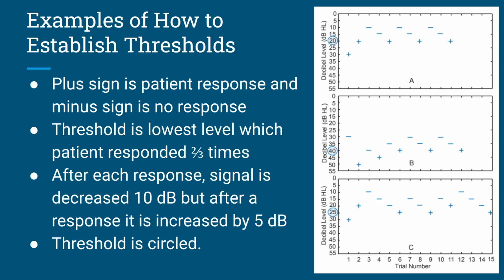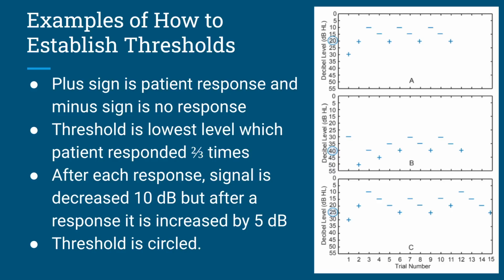Lastly, in C, we started at 30 dB, and then we got a response. So we dropped it down to 20 dB. We got a response, dropped it down to 10 dB. No response, got to 15. No response, got to 20. No response, got to 25. We got a response, dropped it down to 15. No response, got to 20. No response, got to 25. Got a response, dropped it down to 15.